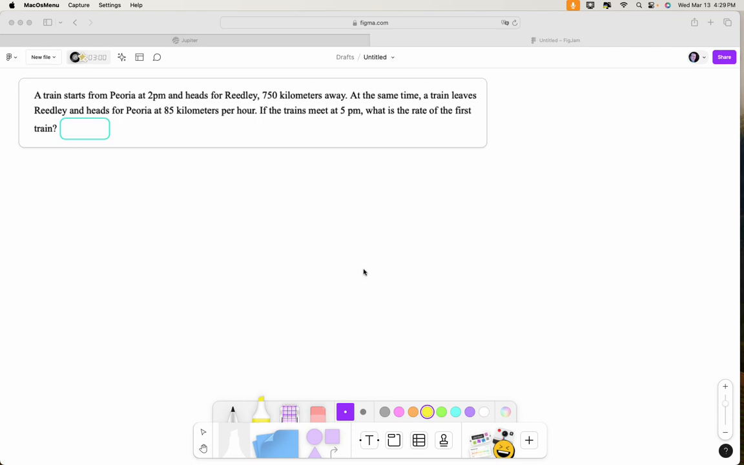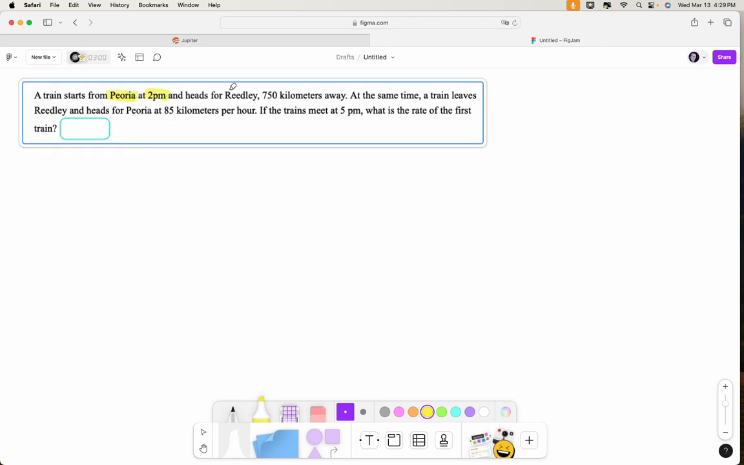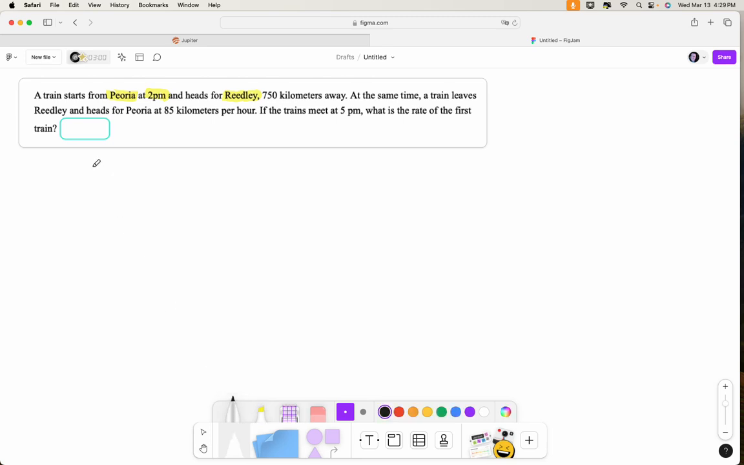All right, here's the next problem. So let's break it down again. We're going to start with the first part. We're dealing with trains. A train starts from Peoria. So that's our first location, Peoria, at 2 p.m., and is going towards Reedley. Okay, so let's draw that bit. We've got a train here, and it starts in Peoria, and that's at 2 p.m., and it's headed toward Reedley.